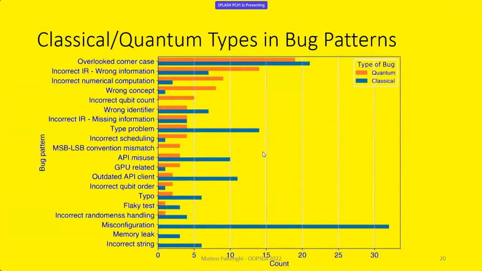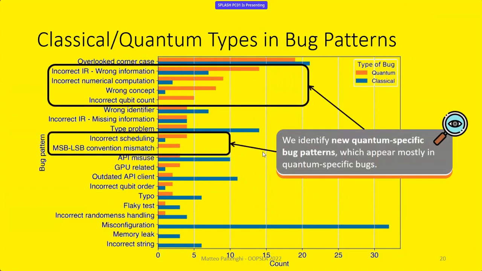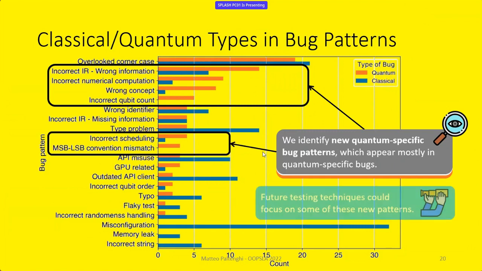Then if we break down each bug pattern, which we see here on the vertical line, we have the names of the different bug patterns. We have the number of quantum-specific and classical bugs. And what we observed in these highlighted categories is that we identified new quantum-specific bug patterns, where the majority of these bug patterns consist of quantum-specific bugs, opening the venue for future testing techniques which target some and few of these bugs in a very specific way, for example.